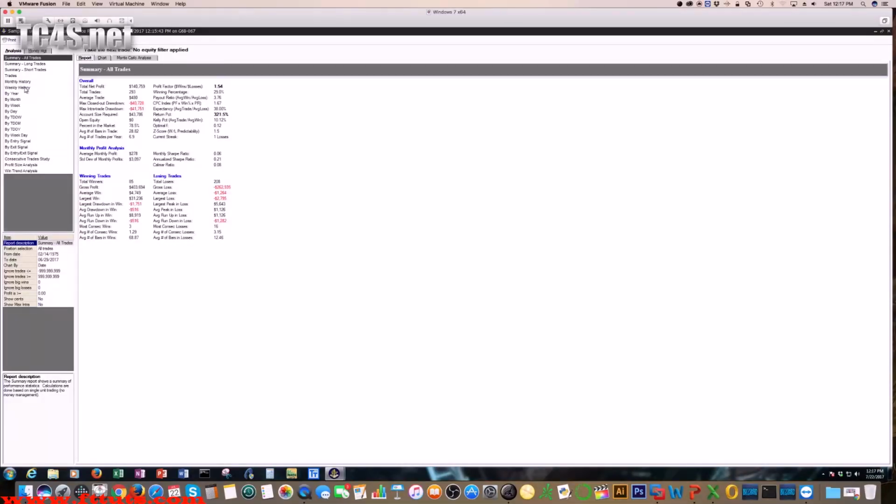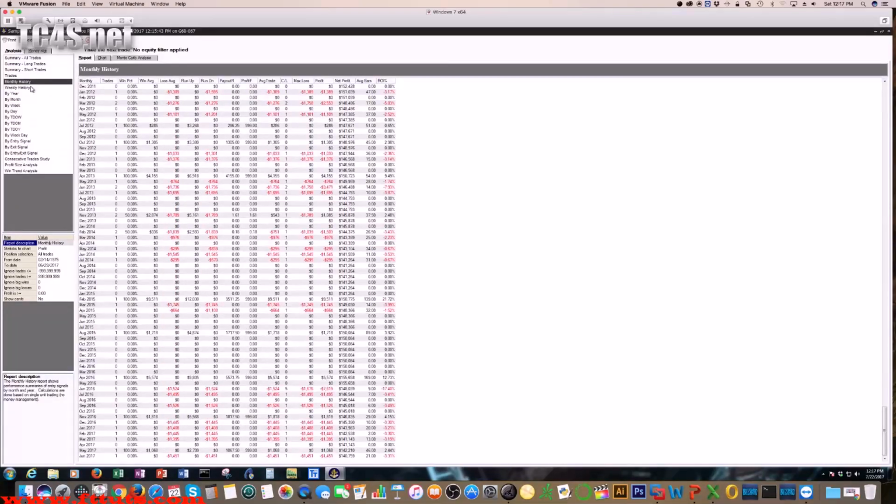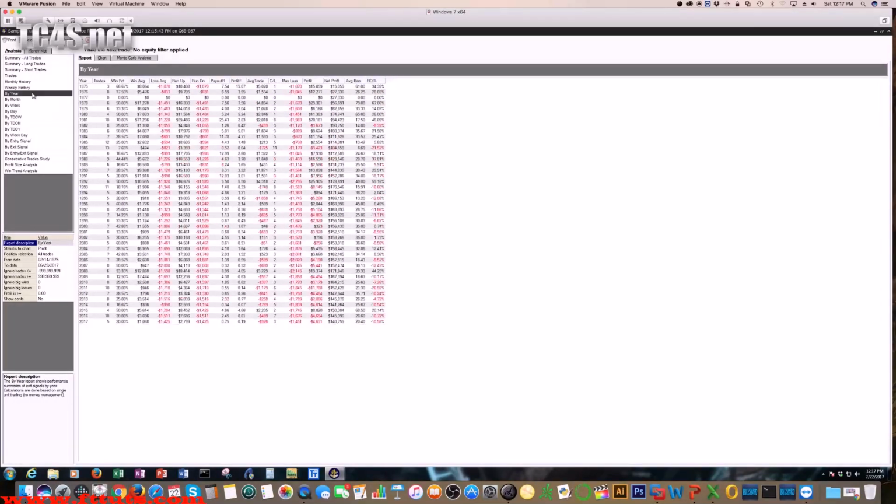So I can go to this. This is all of the trades over here. I can also do long trades, short trades. Why is that important? That's important because you want to see where the vast majority of your returns are coming from, right? Is it from the long side or the short side? This is the same thing that we saw in TradeStation, where it gives us a breakdown. I can also do monthly history. I can do weekly history, by week, which I always think is nice, and by year.